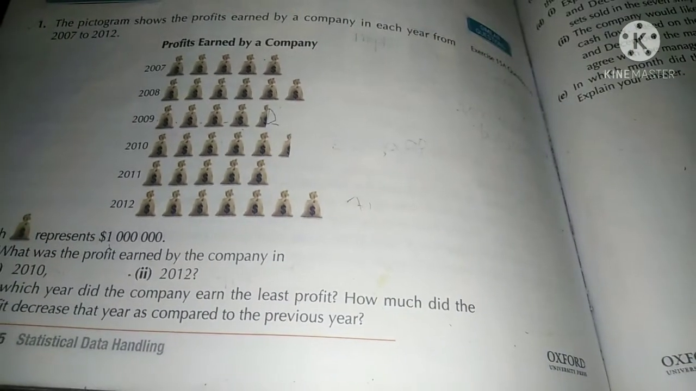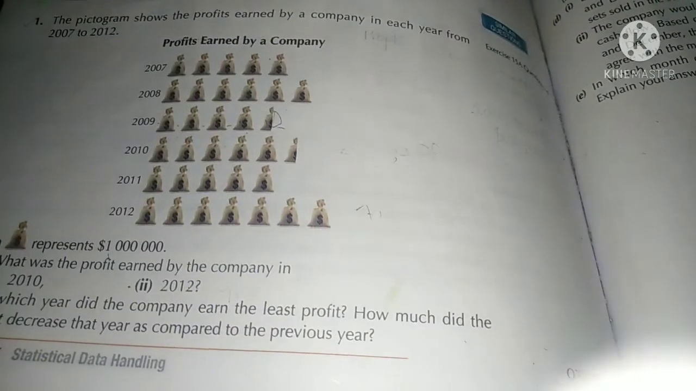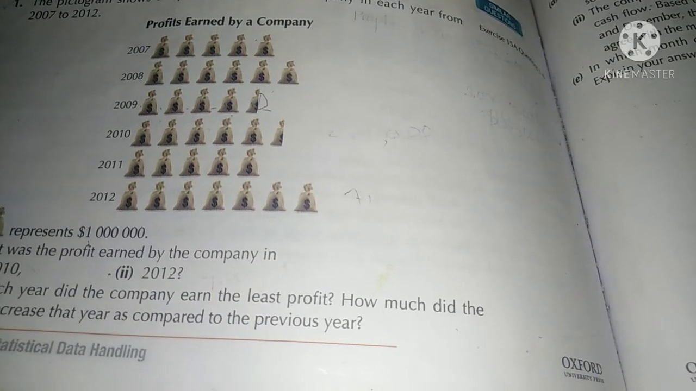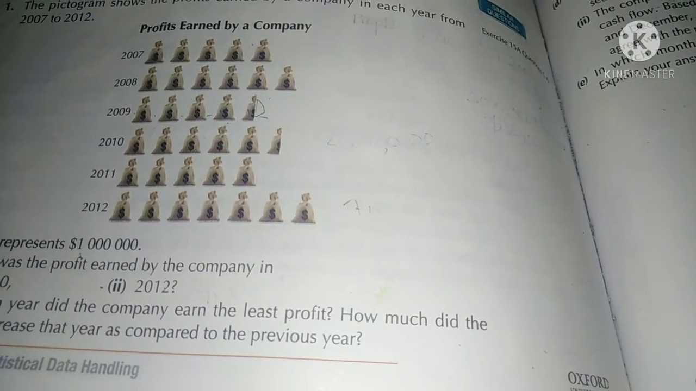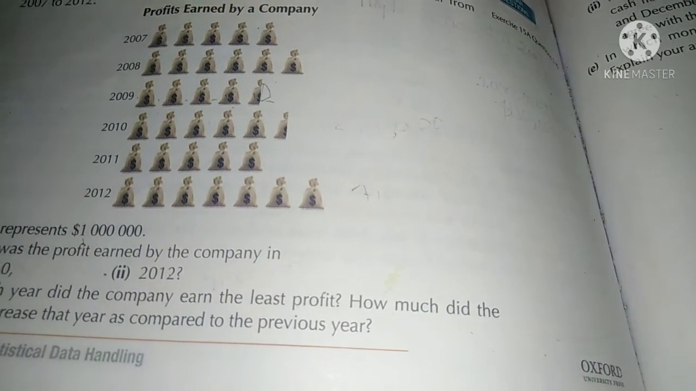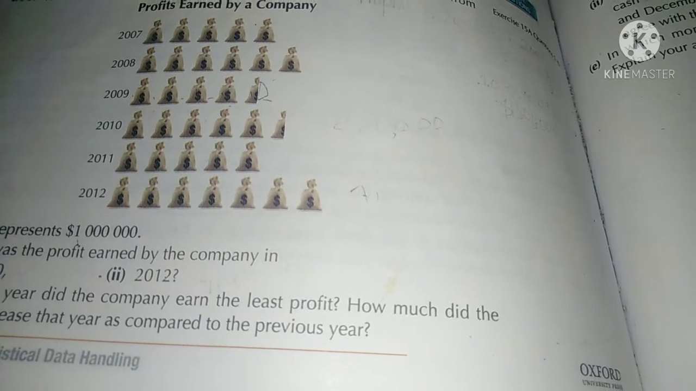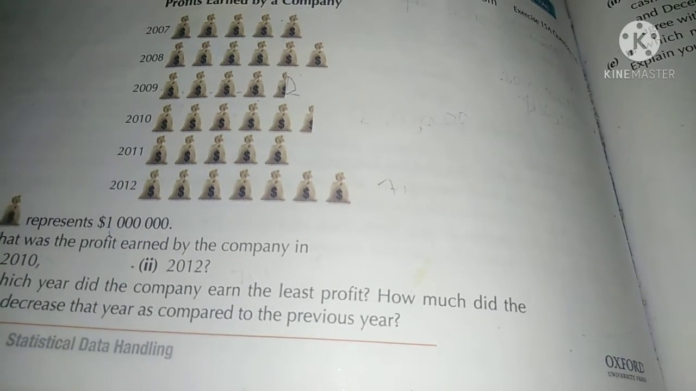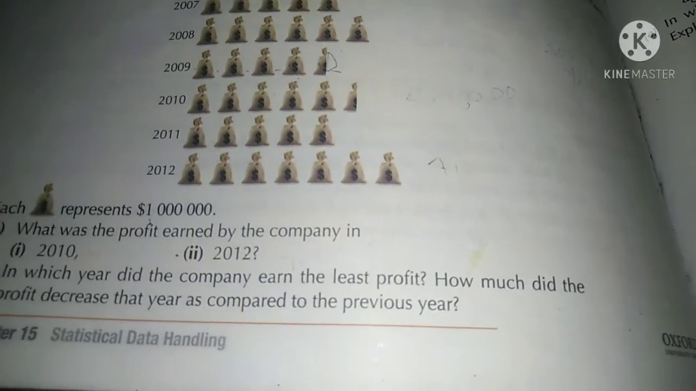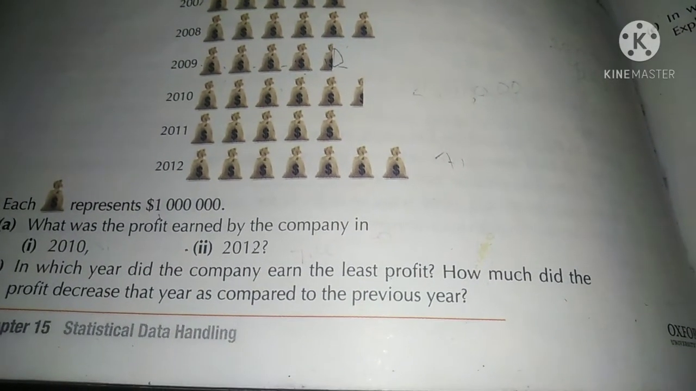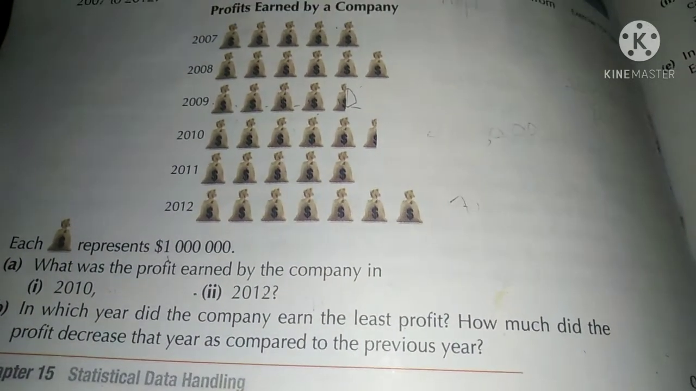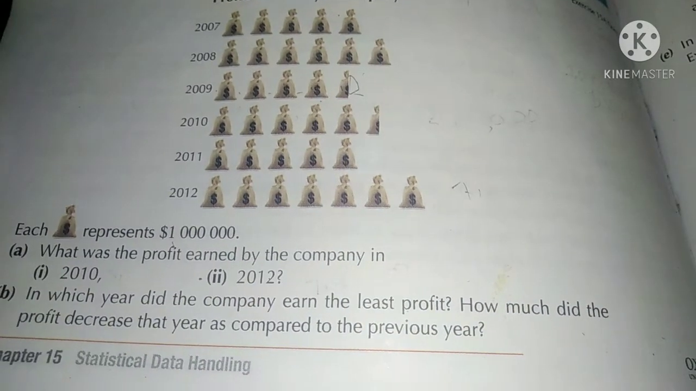Here you can see that number of sacks are given, and these sacks are showing the profit earned by a company. In 2007, 1 2 3 4 5 sacks are given. In 2008, 6 sacks are given. In 2009, 1 2 3 4 and 4.5 sacks are given. In 2010, 1 2 3 4 5.5 sacks are given. In 2011, 5 sacks are given, and in 2012 here you can see that 7 sacks are given.